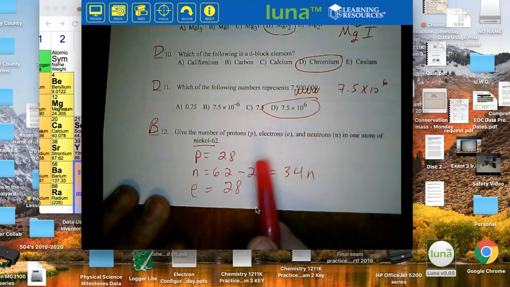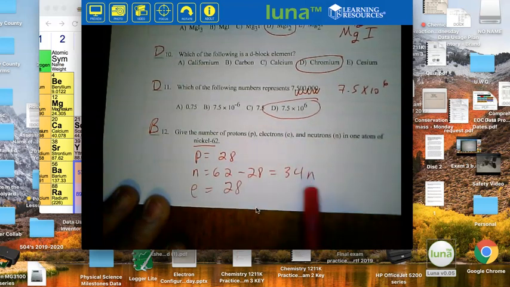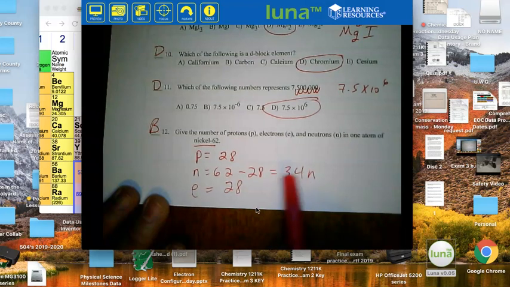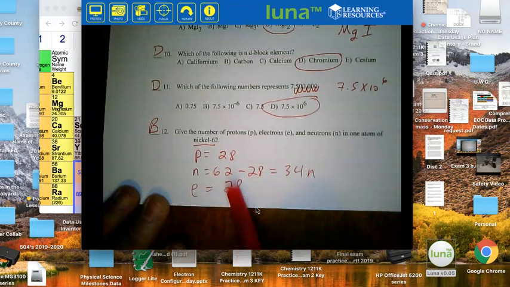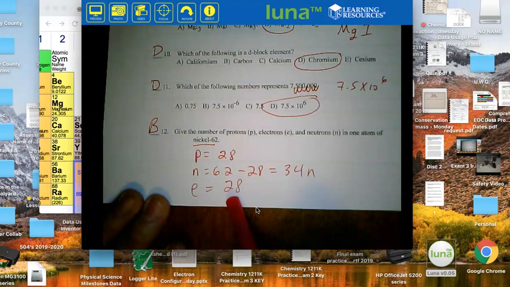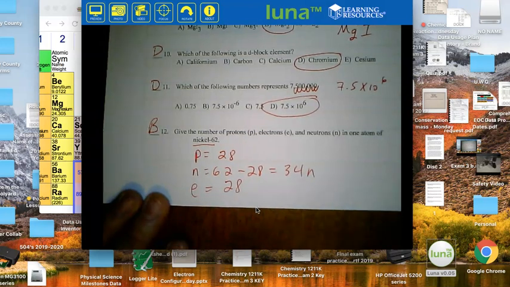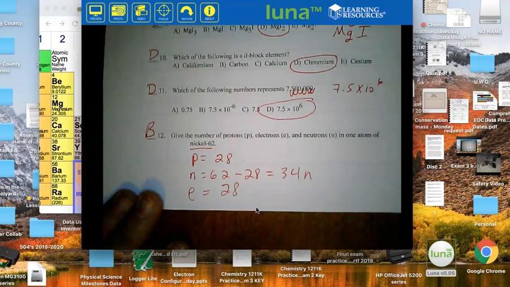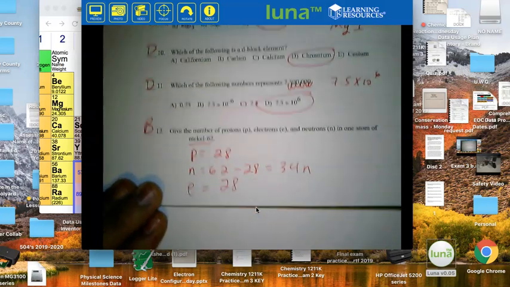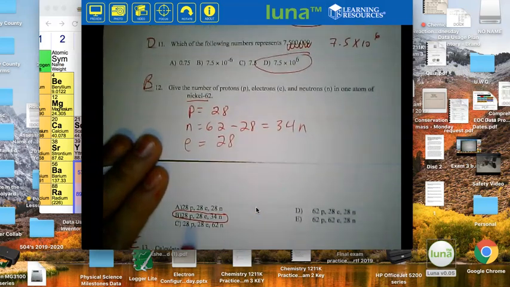So nickel has 28 protons and 34 neutrons. Because it didn't say it was an ion, we also assume it has the same number of electrons as protons, which is 28. So your answer should be 28 protons, 28 electrons, and 34 neutrons. So B should have been your answer.